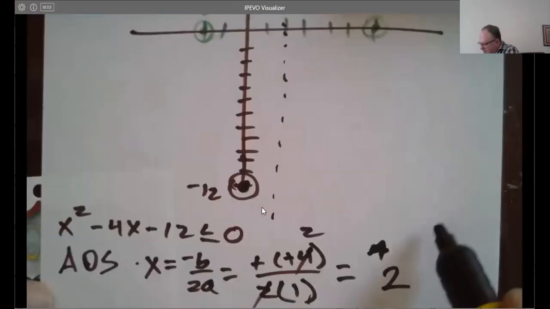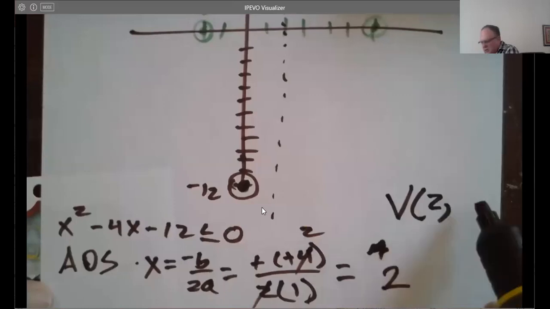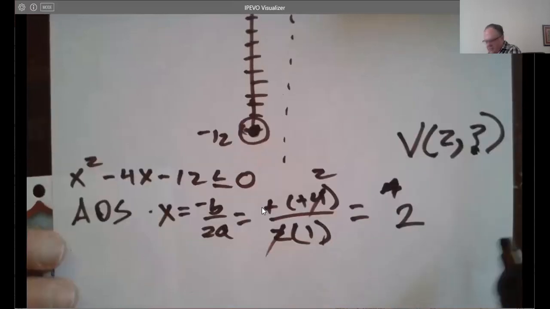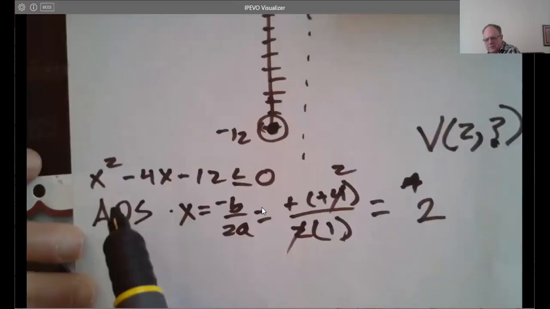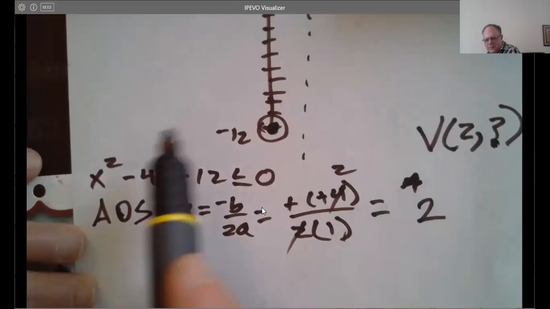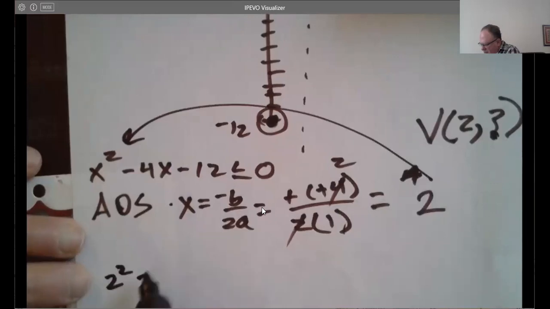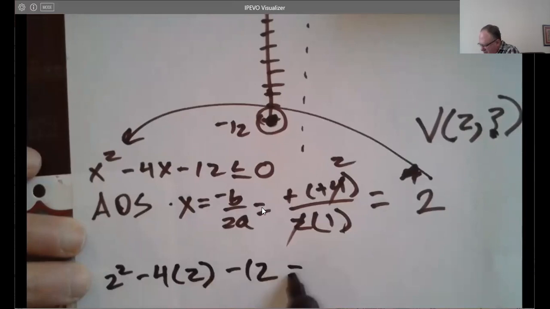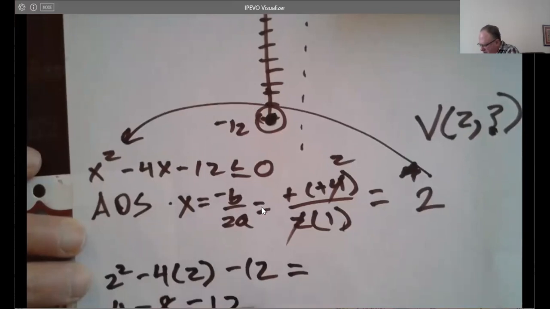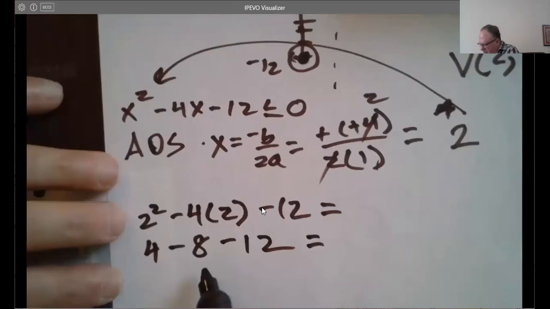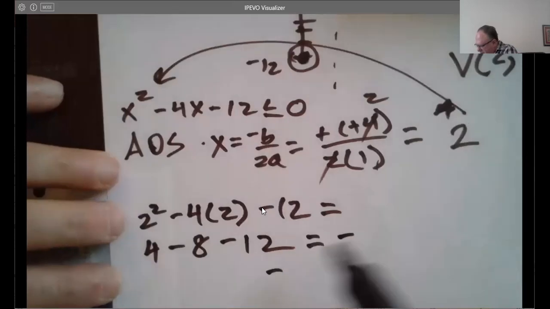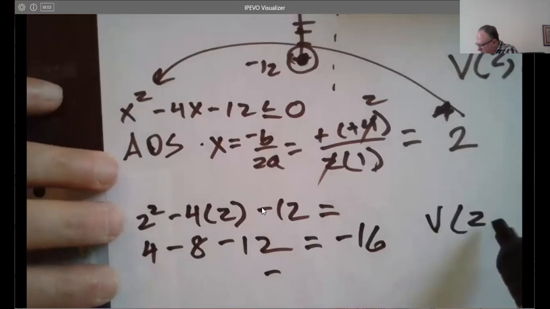So our vertex, we have the x coordinate, but we don't know what the y coordinate is. That's a question mark. What do we do to find the y coordinate? We plug it back in, right? So this will be 2 squared minus 4 times 2 minus 12. 2 squared is 4, 4 times 2 is negative 8, minus 12. So 4 minus 8 is negative 4. Negative 4 and 12 is a negative, what? 16. So our vertex is 2, negative 16.